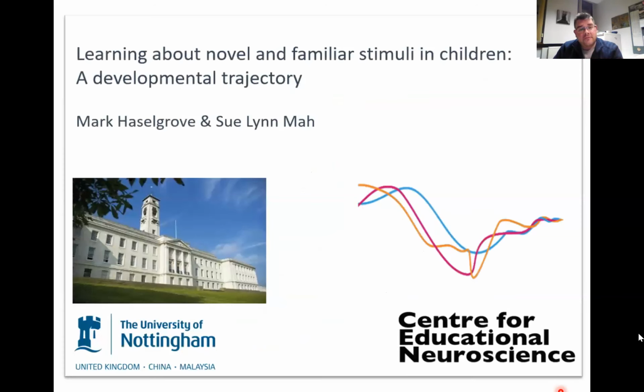So the reason why I've called this a developmental trajectory rather than developmental trajectories acknowledges this problem of scaling effects in older and younger children.